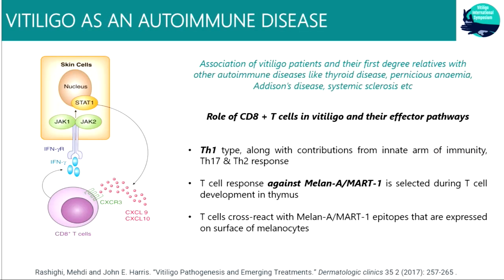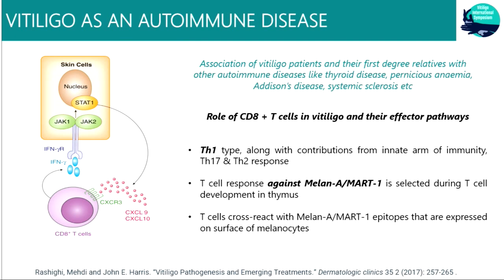The first thought of vitiligo as an autoimmune disease came from the association of persons with vitiligo with first-degree relatives, and first-degree relatives with other autoimmune diseases. However, recently the role of CD8 positive T cells and their effector pathways has emerged. The T helper 1 arm is the main immune arm, along with contributions from the innate arm of immunity, T helper 17 and T helper 2 responses.